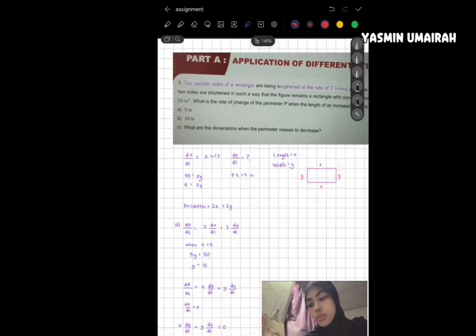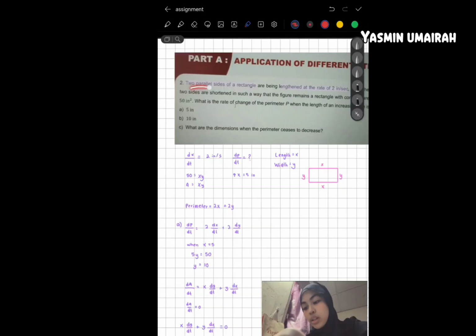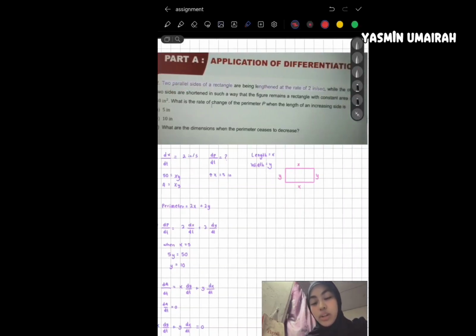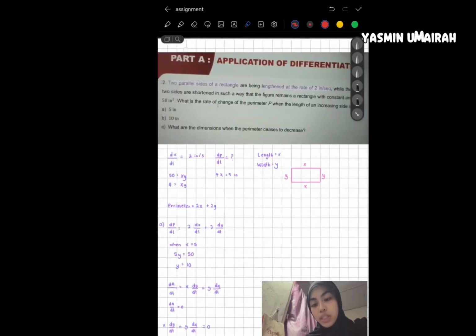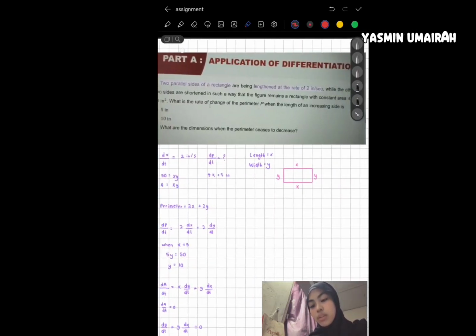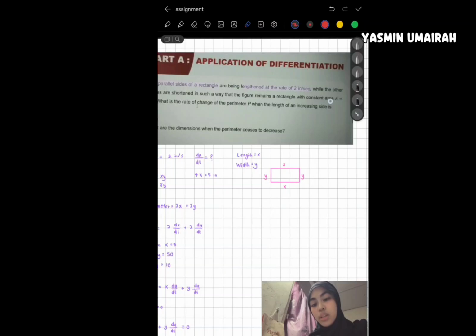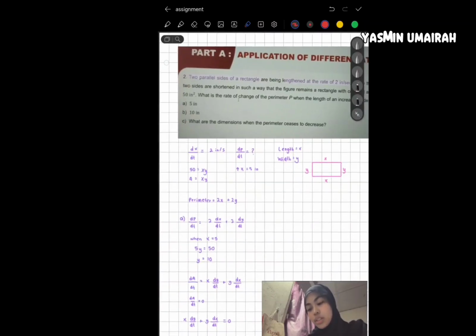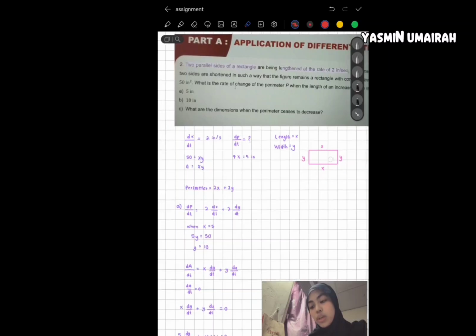Today I would like to present question number 2. The question says that two parallel sides of a rectangle are being lengthened at the rate of 2 inches per second, while the other two sides are shortened in such a way that the figure remains a rectangle with constant area A, which is 50 square inches.